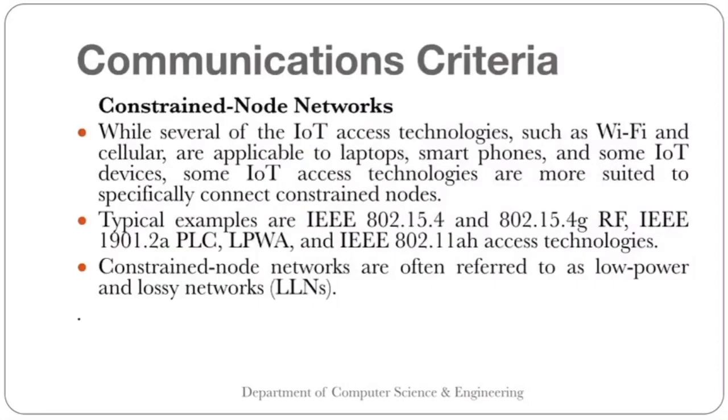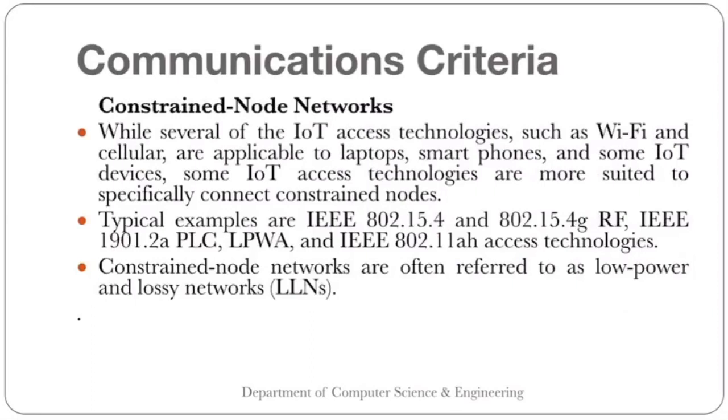While several of the IoT access technologies such as Wi-Fi and cellular are applicable to laptops, smartphones, and some IoT devices, some IoT access technologies are more suited to specifically connect constrained nodes. Wi-Fi and cellular support laptops and smartphones, which are unconstrained. They don't have limited memory or limited power, so they can access everything, right?